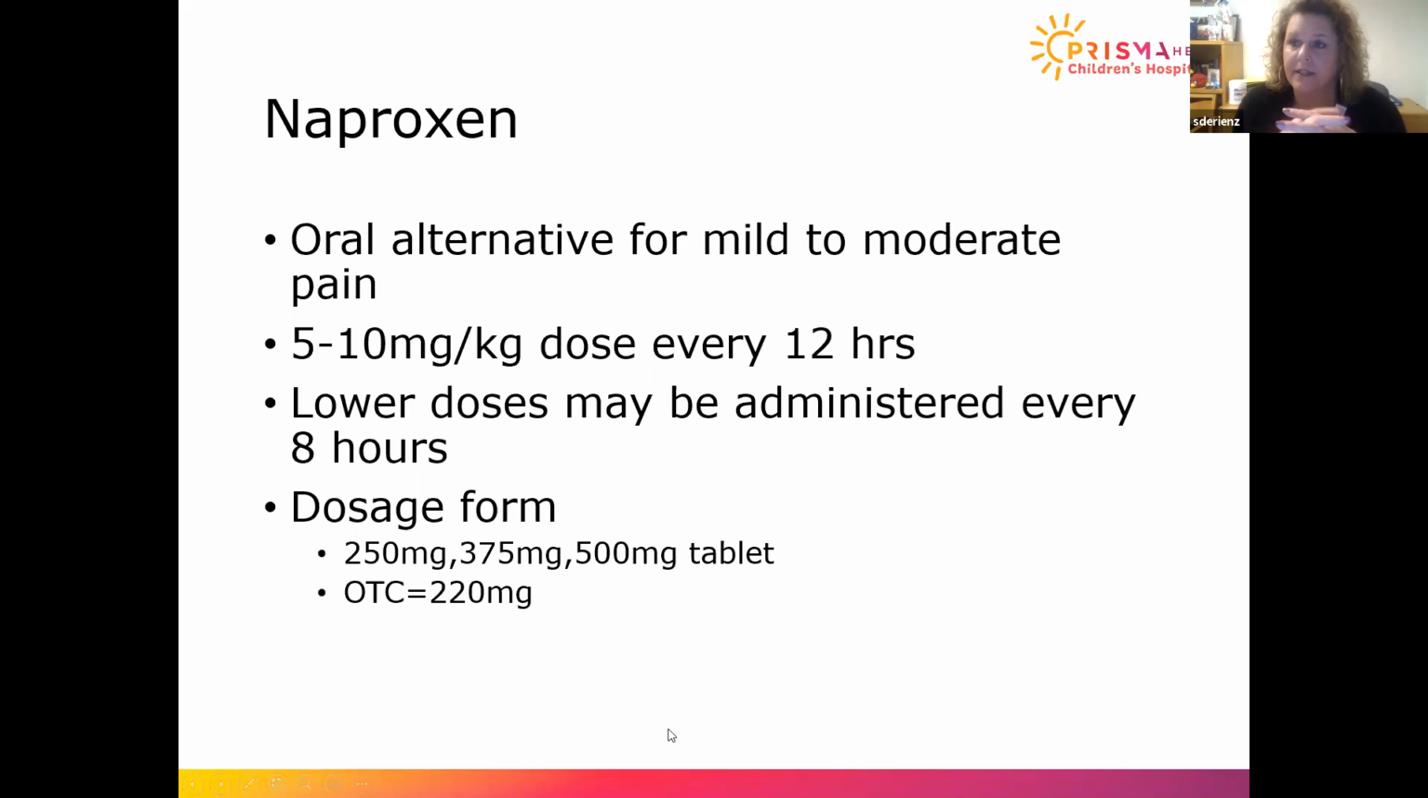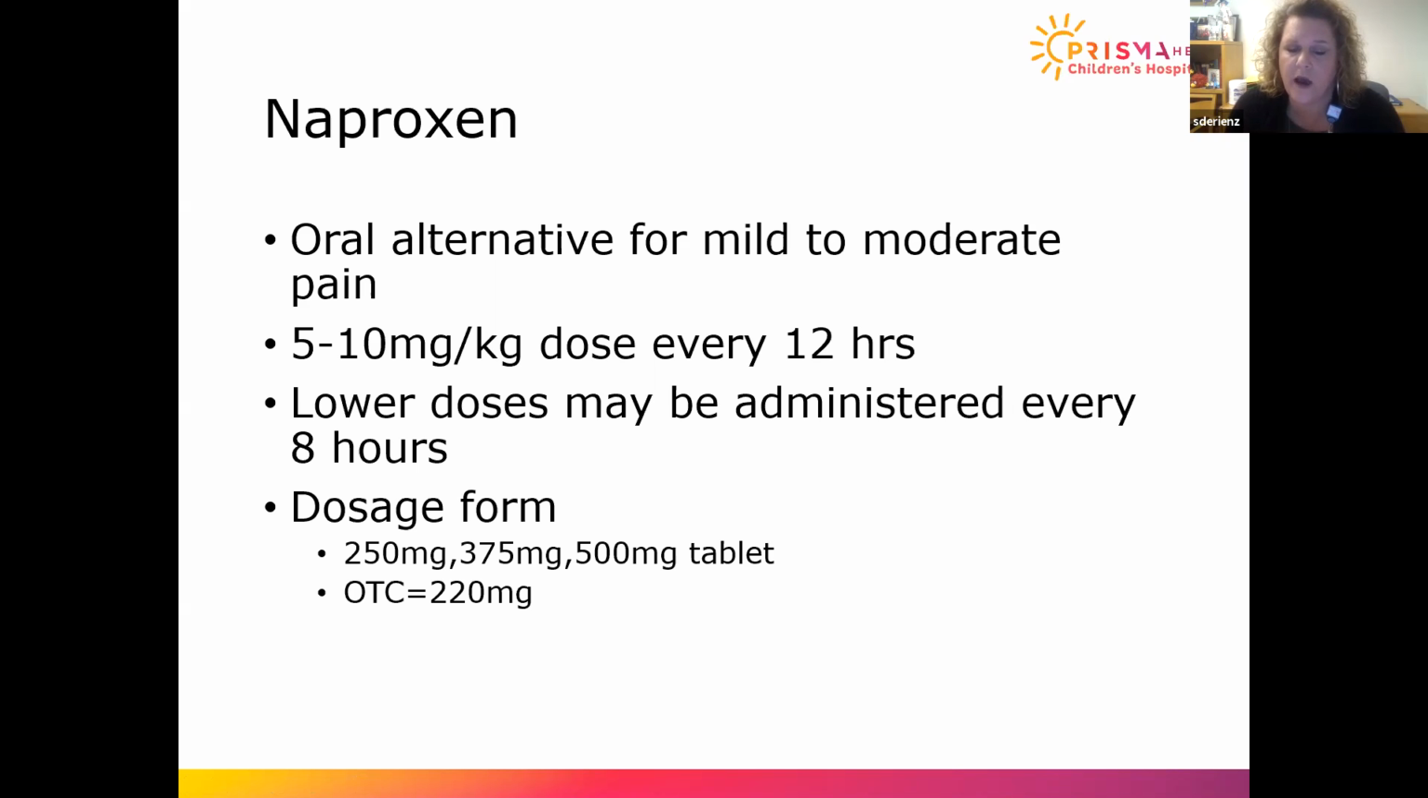So naproxen is another agent that we can use, an oral agent for pain management. It is an alternative to ibuprofen or acetaminophen. In general, the dose is about 5 to 10 mg per kg every 12 hours. You can do the lower doses up to every 8. And a lot of the female patients will utilize this, especially for their menstrual cramps.